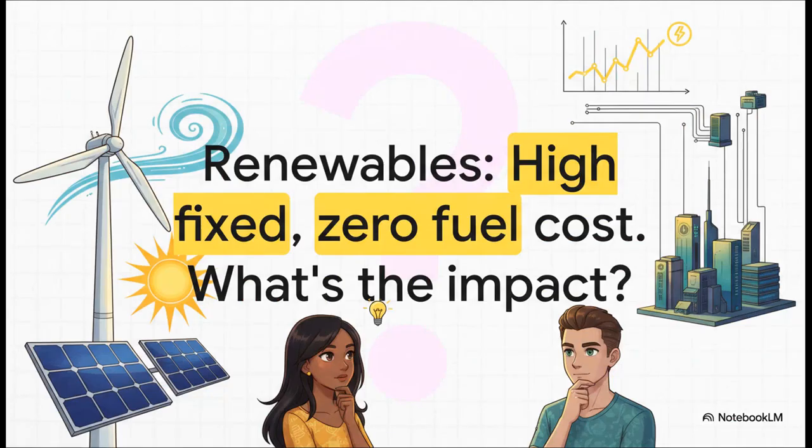And that leaves us with one last thing to think about. Renewables, right? Solar and wind, they fit this model perfectly. They have really high fixed costs to build, but their fuel, the sun, the wind, is completely free. So based on everything we just went over, how do you think their natural variability changes this whole economic equation for the grid of the future?